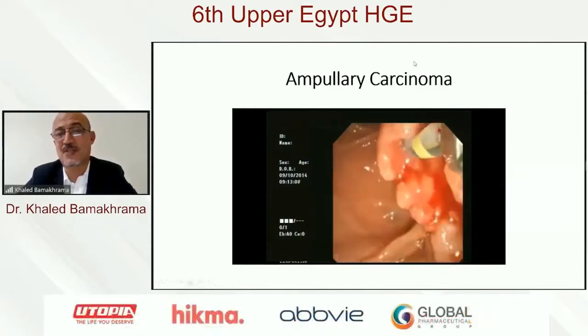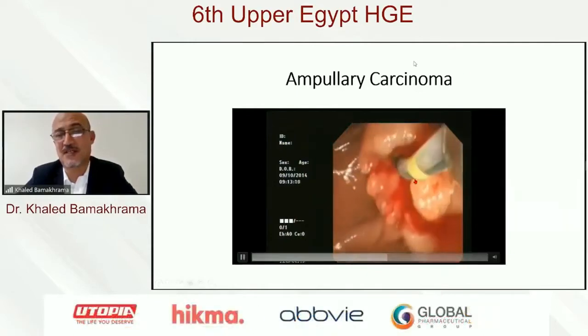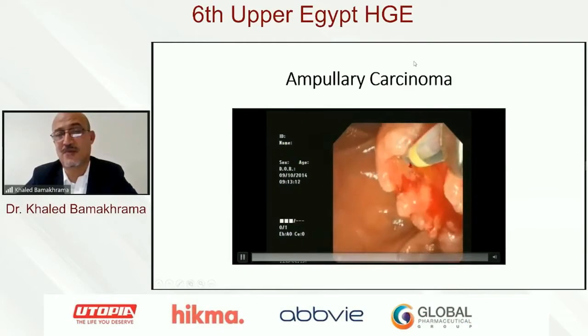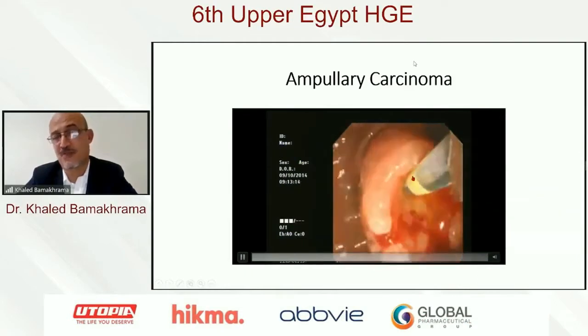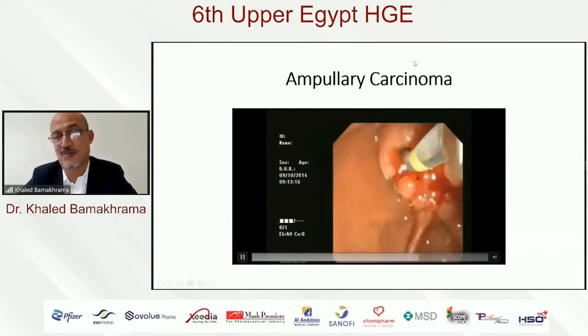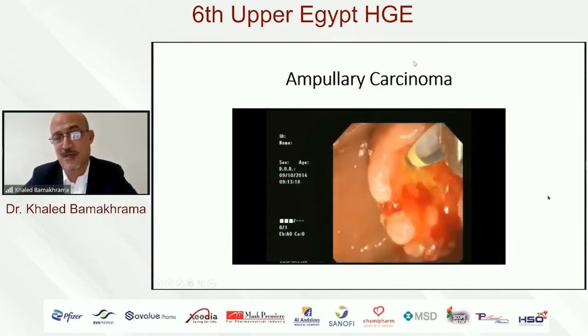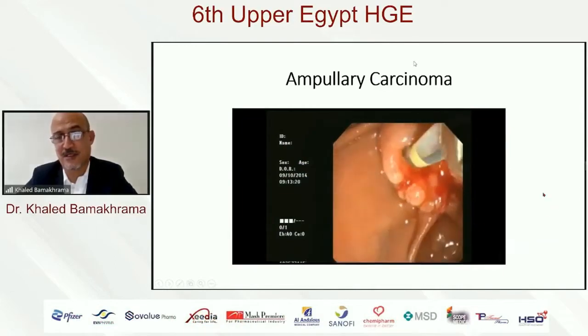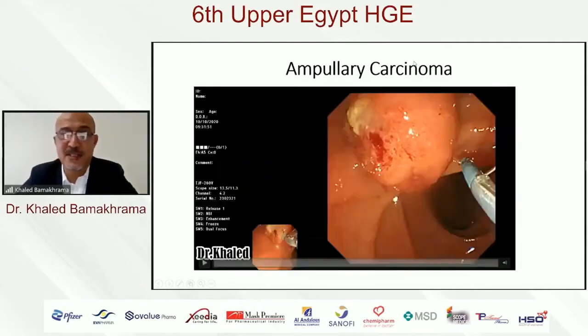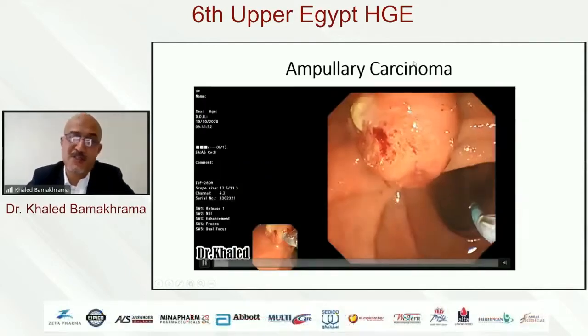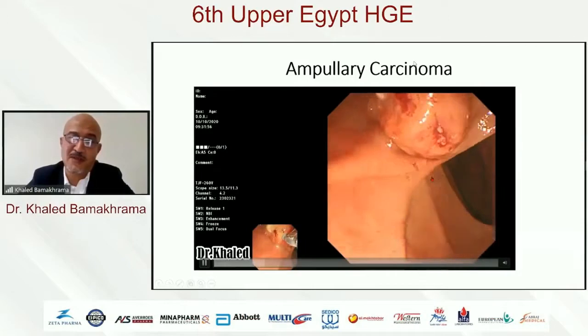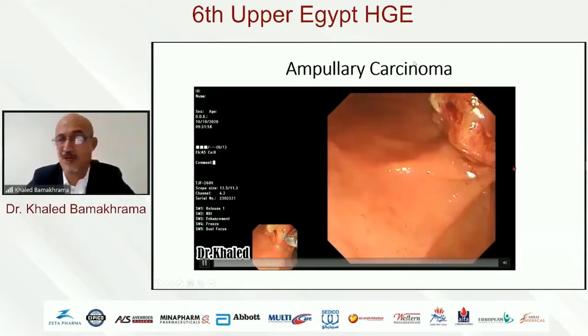You can see in these patients, with very gentle pushing and probing with the scope and the guide wire, we could cannulate, and you can see the bile was coming easily. Not always is ampullary carcinoma easy. So in this patient, we tried to cannulate, but I failed to cannulate.